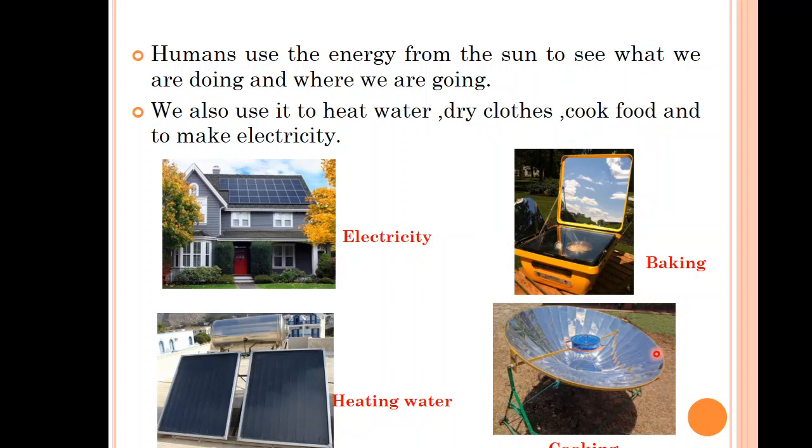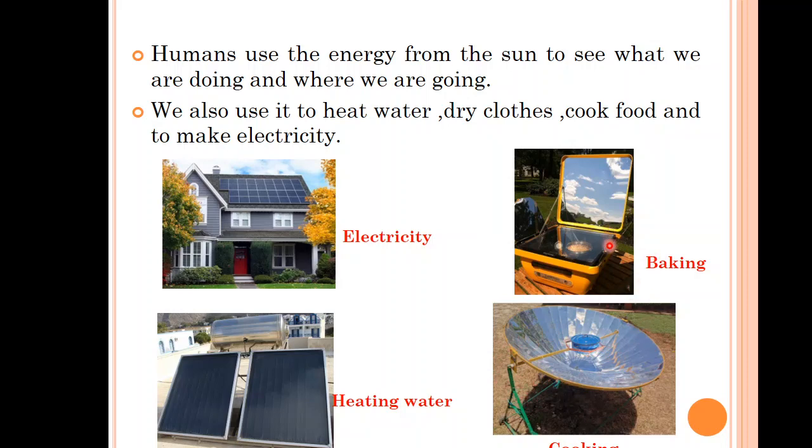We also use it to heat water. We can heat our water using the solar energy. Here we are heating our water. Here is the geyser using the solar panels. To dry our clothes, we need the energy from the sun. And also to cook our food, we need the energy from the sun.